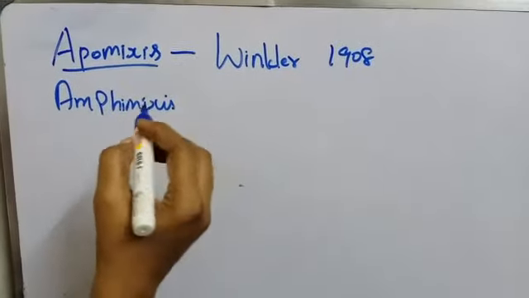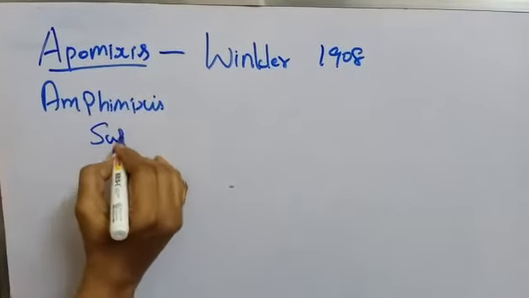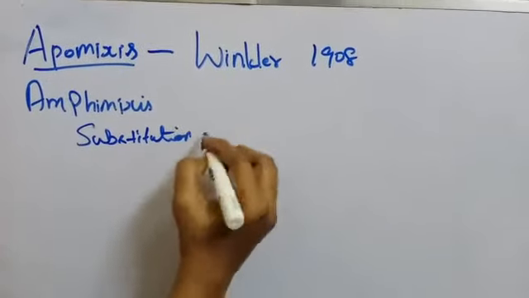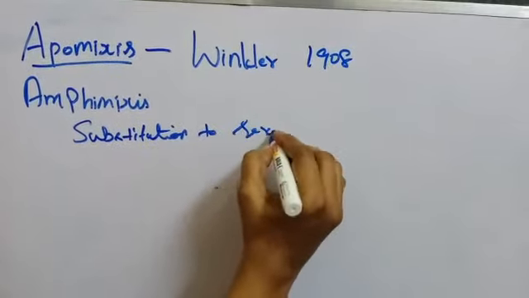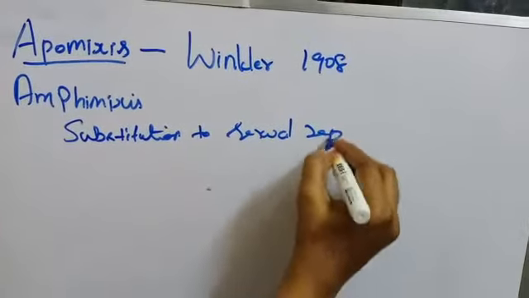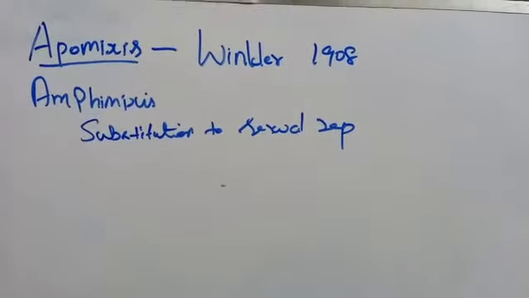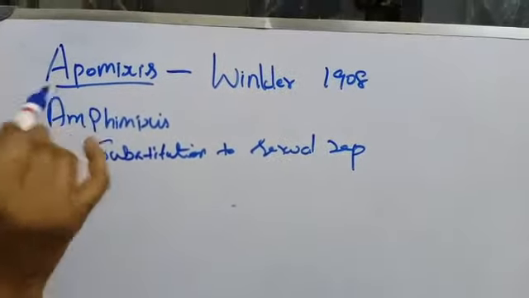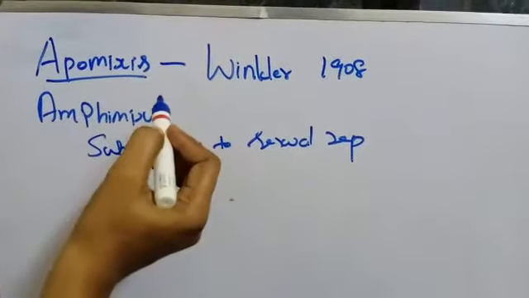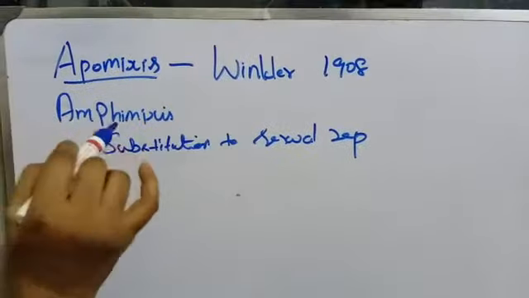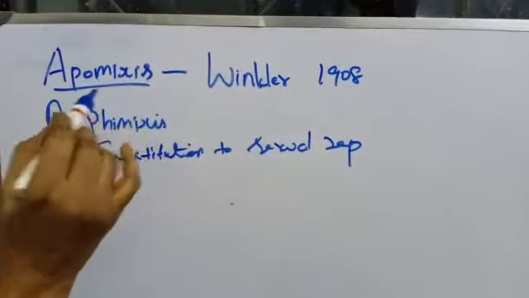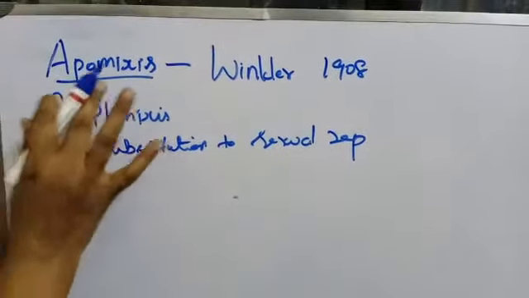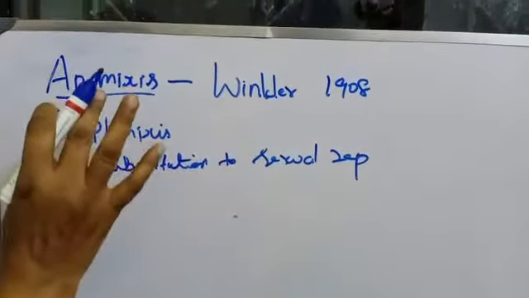Apomixis is a substitute for sexual reproduction. It is a substitute for what reproduction? Sexual reproduction. Then what is the difference between amphimixis and apomixis? In amphimixis, there is meiosis and syngamy. But in apomixis, there is no meiosis and no syngamy. That is the difference between amphimixis and apomixis.